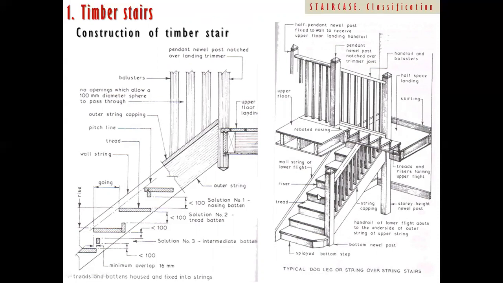Now we start from here. This is my newel post. It will be around 1000 mm. This is a handrail. This again will be 900 mm from this tread. The tread and riser are going to be fixed with this string. There will be housing.